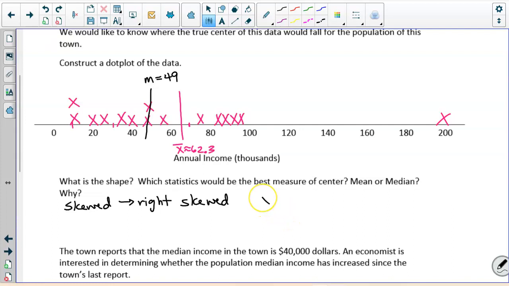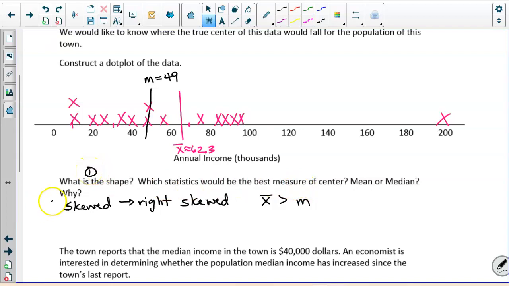The answer is yes, because the mean is greater than the median. That confirms that it is right skewed, because your mean is being pulled towards the right, okay? That's a nice way to verify it using numbers. If the mean is greater than, or to the right of, the median, it's right skewed, okay? All right, then it says, so which statistic would be the best measure of center?